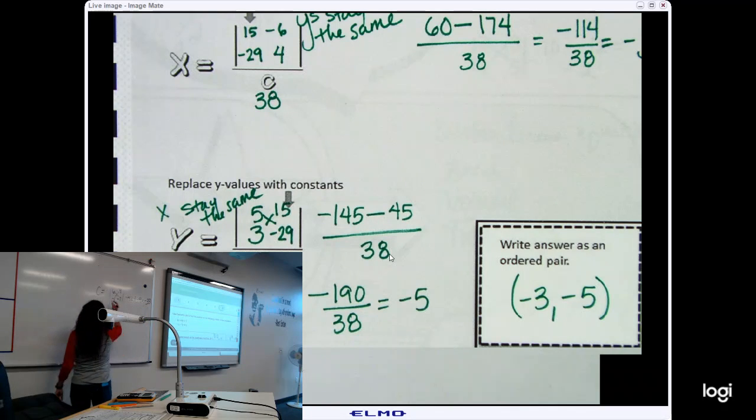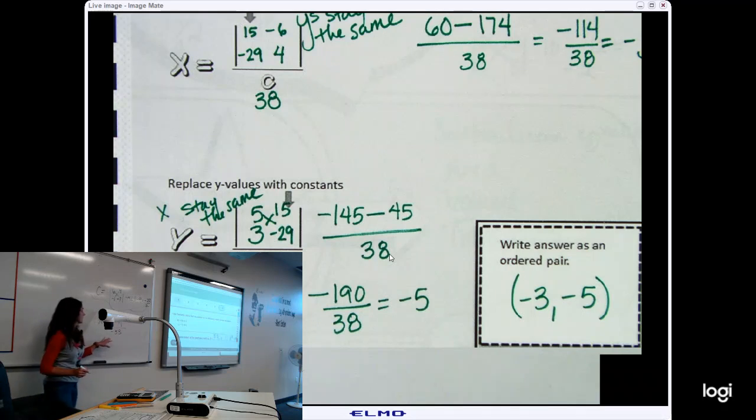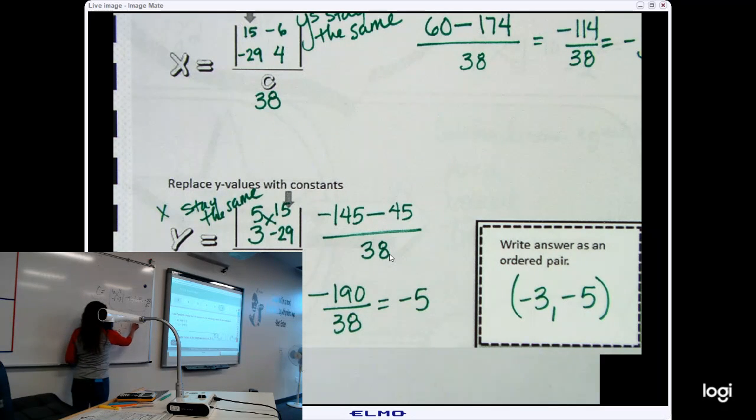So there's my C. If I want to solve for x, what do I do with the x column? What do I replace it with? The constants. 7, 1, the y's stay the same. All right, so that gives me -49 minus 9 over -33.